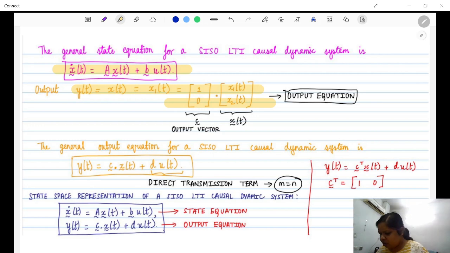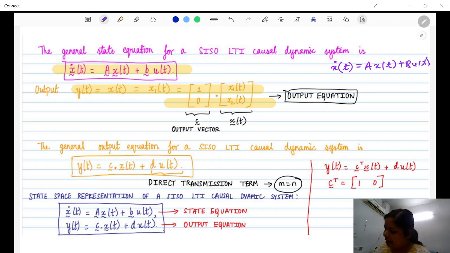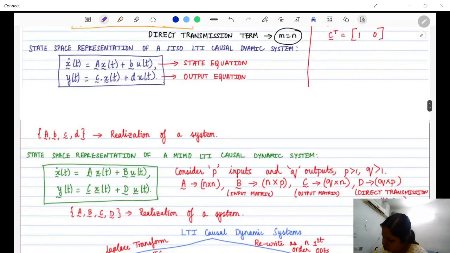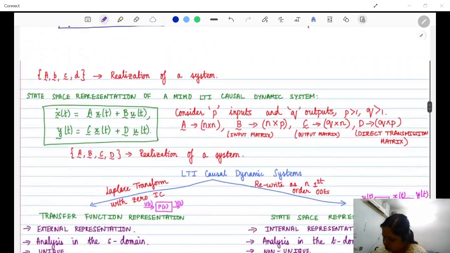We'll see the questions now. But in general, what you have to remember is that you will be representing the differential equation in the form x dot of t equals A x of t plus B u of t, and your output would be related to your state variables as y of t equals C x of t plus D u of t, where your A would be... I don't know, it should be written somewhere. Okay, no problem.